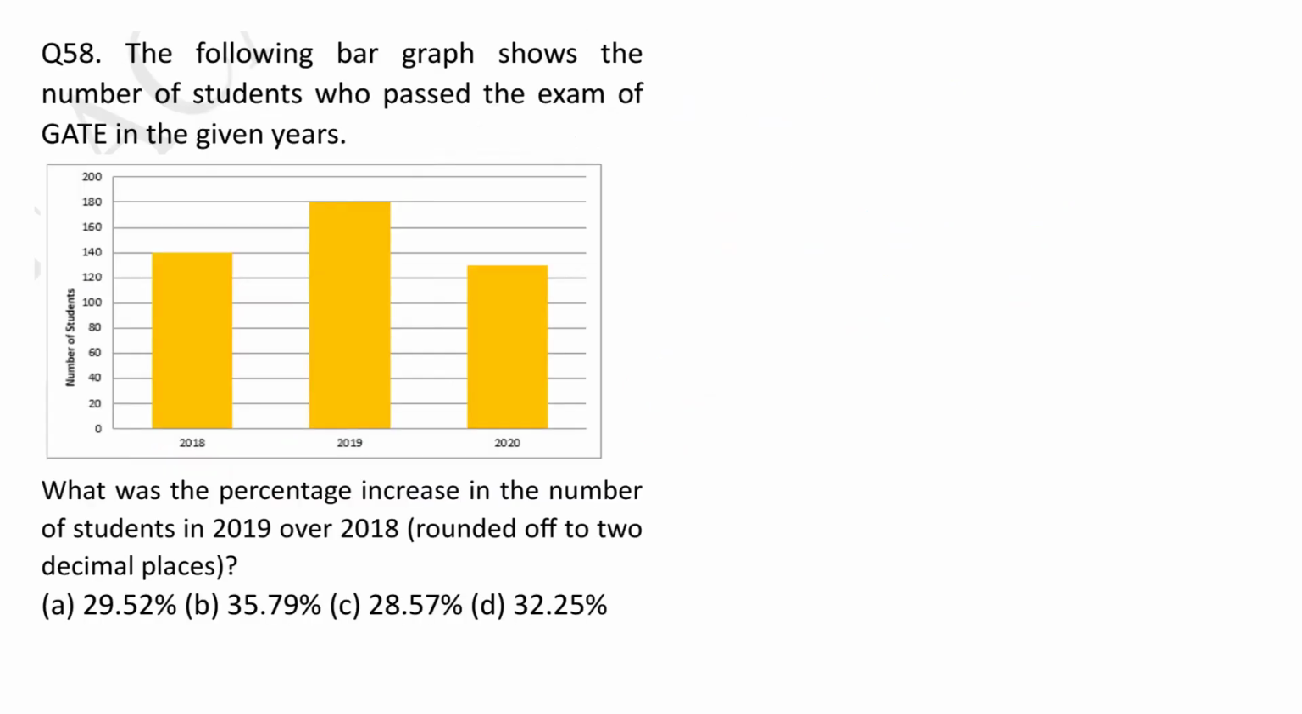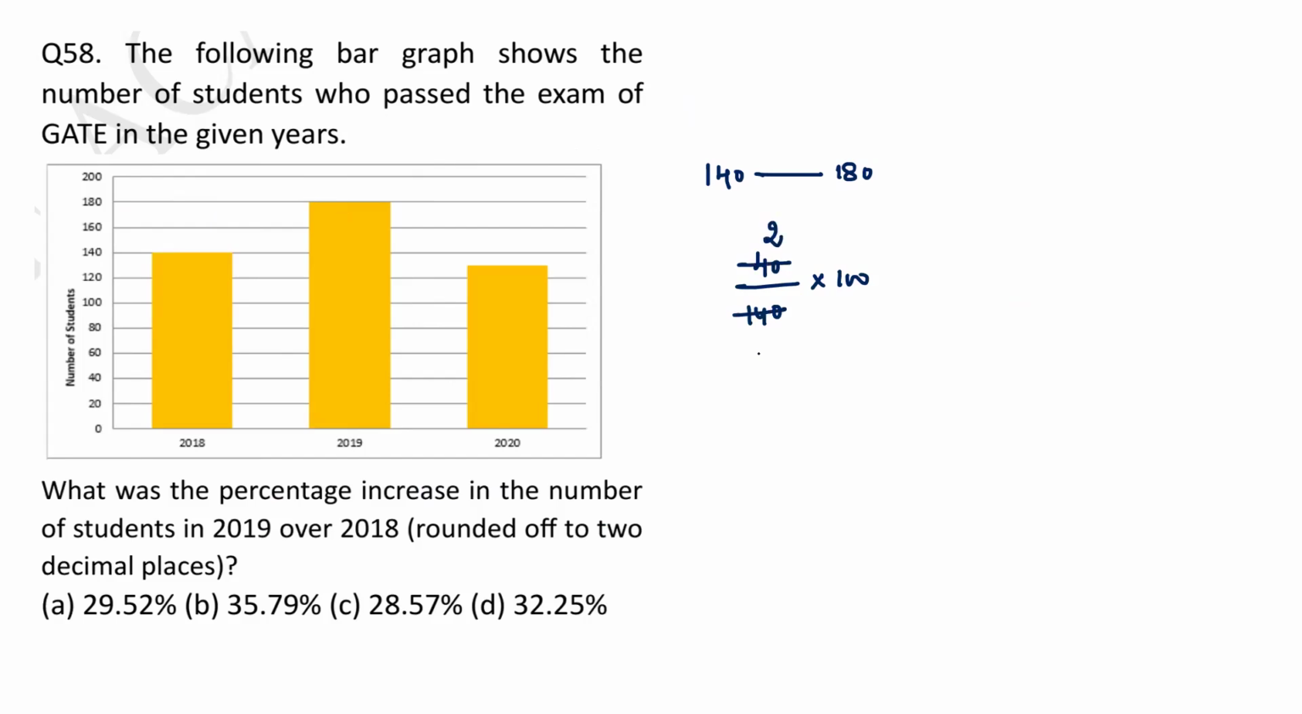And the following bar graph shows the number of students who passed the GATE exam in the given years. What was the percentage increase in the number of students in 2019 over 2018, round up to 2 decimal places? 18 was 140 and 19 was 180. So 140 to 180, what is the percentage increase? You can clearly see there is an increase of 40 over 140 into 100.